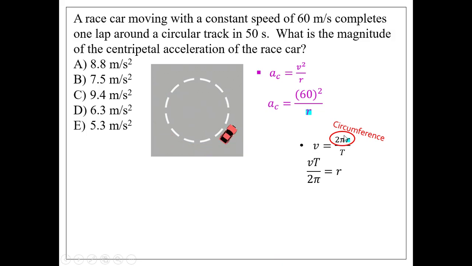I'm going to move the 2 pi from the top right down to the bottom left. And then really, you know all the information here. V is given as 60. The time that it takes for one lap is 50, and then divided by 2 pi. So if you punch this on your calculator, you'll get R is about 477.5.